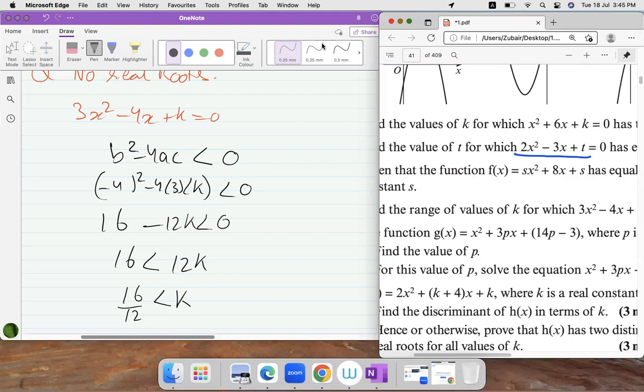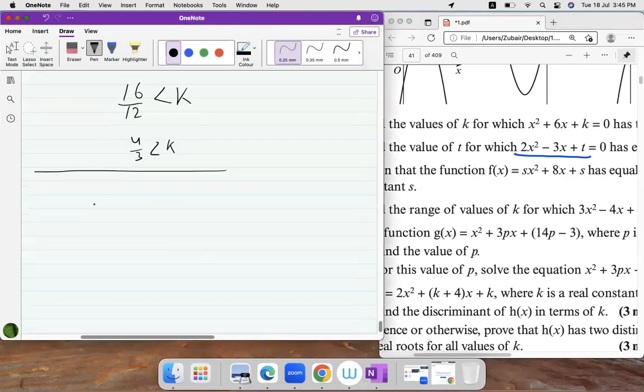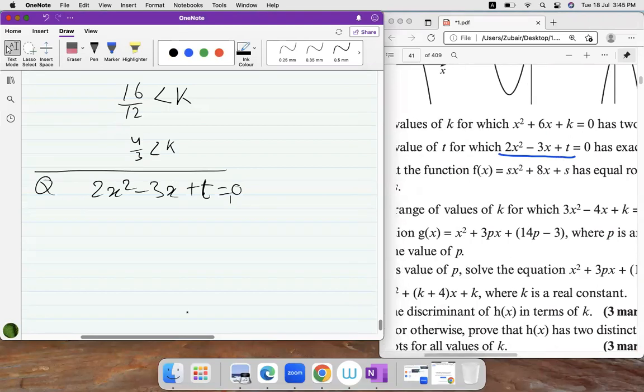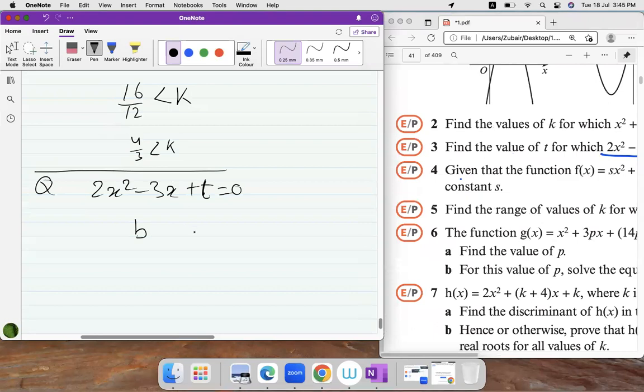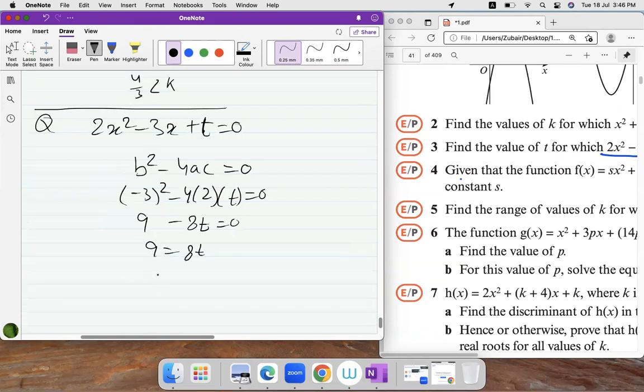I got my answer for the question. Yes, please share. For t, I got t equals 9/8. That's right. The question was 2x square minus 3x plus t equals 0, and the condition says that it has exactly one solution. In that case, b square minus 4ac is equal to 0. Value of b is minus 3, value of a is 2, value of c is t. 3 squared is 9, this is minus 8t equals 0. So this will be 9 equals 8t, and the answer is 9/8 equals t.